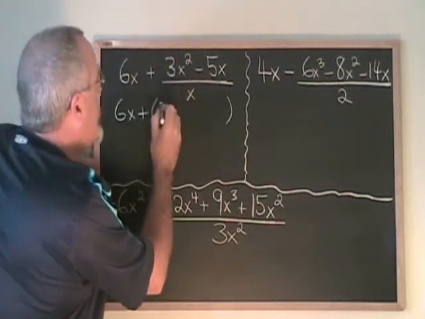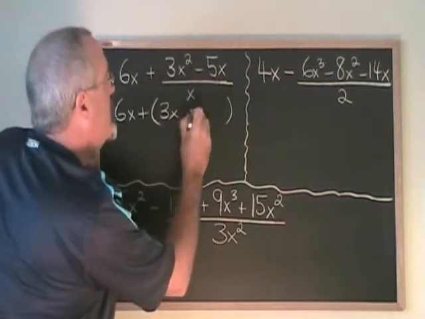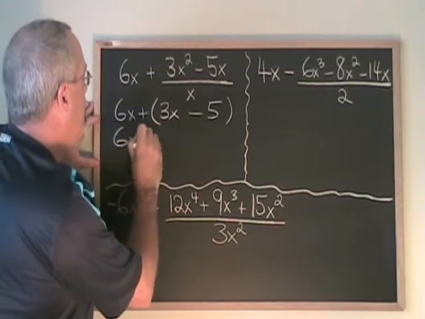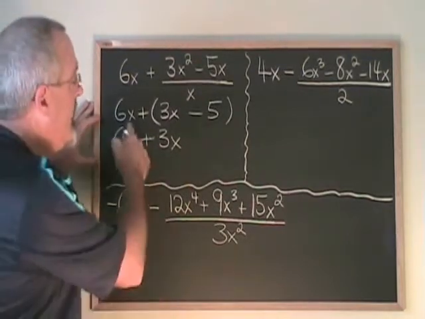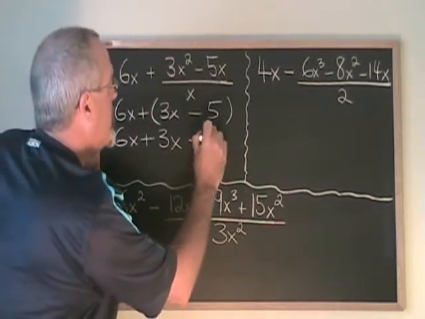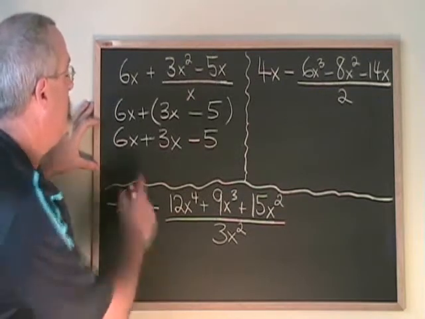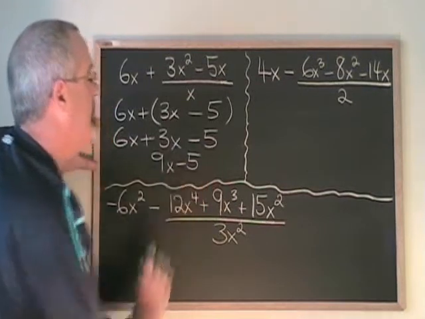3x squared divided by x is 3x. Minus 5x divided by x is minus 5. I remove the bracket as a separate step, but this time, because there was a plus sign before it, nothing is changing on the inside. And then I combine my similar terms and give my final answer. 6x plus 3x is 9x, minus 5 is the answer.